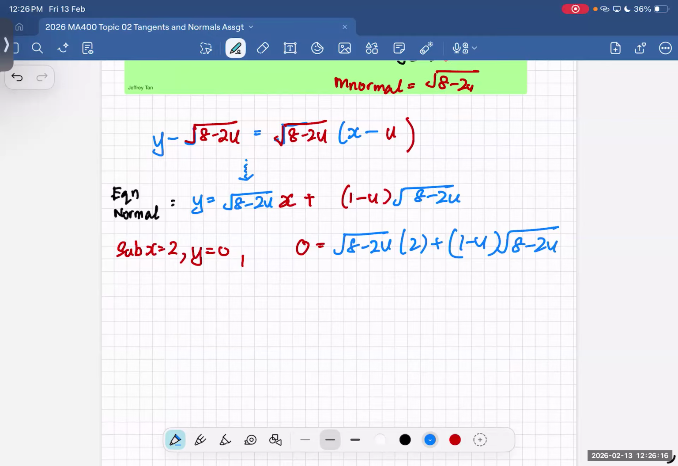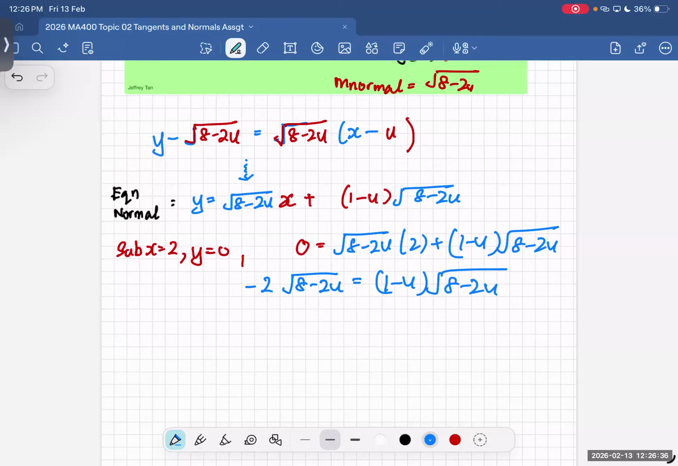Okay, so far, how do I find u from here? Anyone square both sides? No one. How to do? Okay, I switch sides. Negative 2, 8 minus 2u equals 1 minus u times square root 8 minus 2u. What can I do?